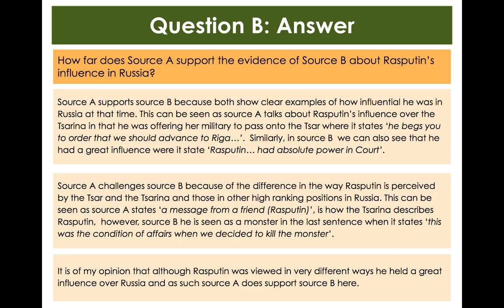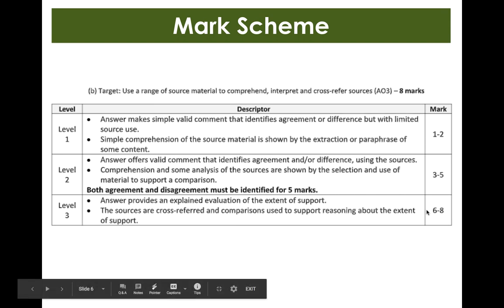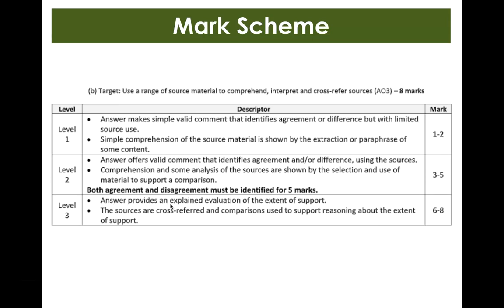What we're going to get you to do now is have a go at a question yourself. But actually before we do that, let's have a quick look at the mark scheme. What we want to get you up to here is a level 3. Let's have a look. Answers provide an explained evaluation of the extent of support. So we've said, yes, there was a great amount of support. However, that varied in terms of how people perceived it. Some thought it was positive, some thought it was negative.